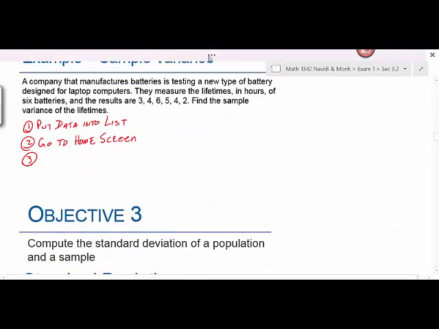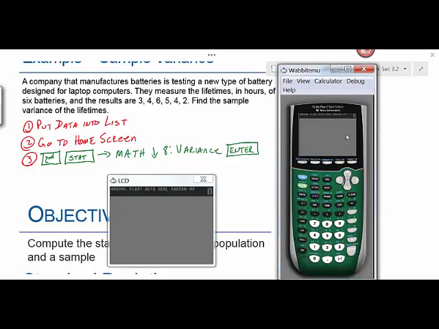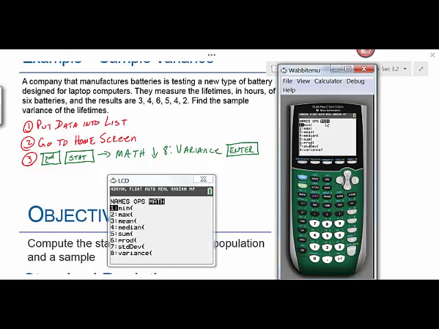At this point, we're going to hit second stat, scroll over to math, and then we're going to scroll down to number 8, which is our variance, and then hit enter. Or you could just hit number 8 and it would do it for you. Let me show you what I'm talking about. We hit second, stat, go over to math, and number 8 down here is variance. All of these commands underneath second stat are for sample data, not population data. That's why I had to do something different above.